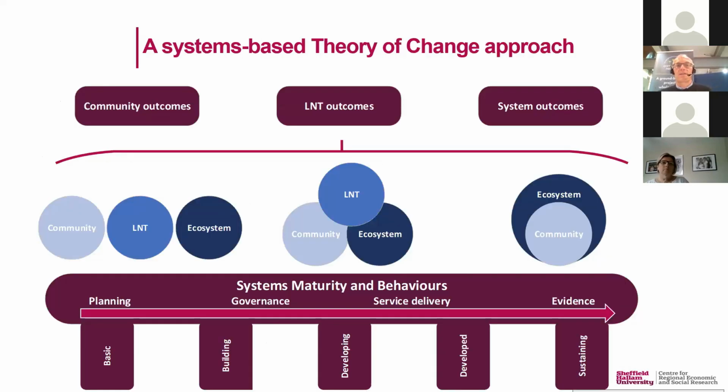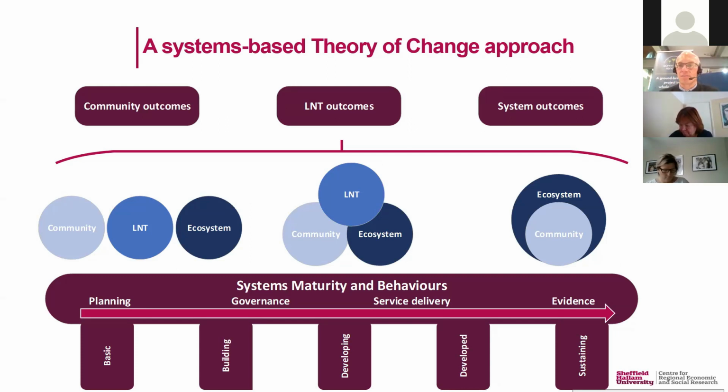So just to start to think about the systems-based theories of change. This diagram probably needs some explanation. In a broader sense, the hypothesis of Lifting Neighbourhoods Together is the middle row here, the circles. There's the community, there's the Lifting Neighbourhoods Together project, and there's a wider ecosystem of services and delivery partners. And at the minute, quite separate.